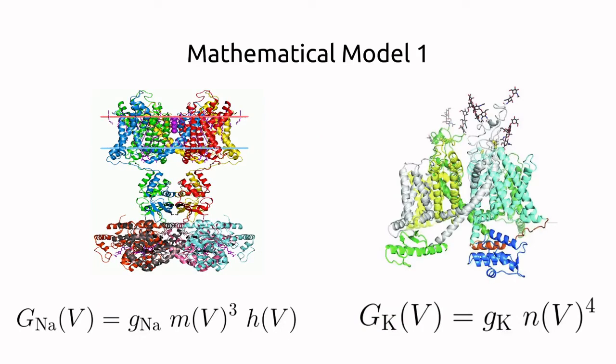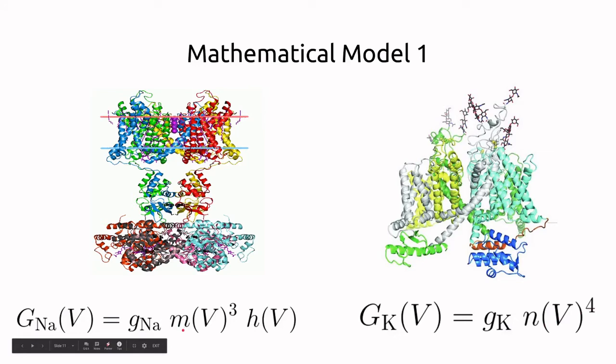Here we see 2 images of the protein structure of a sodium channel on the left and a potassium channel on the right. Also below we see the equations for the voltage-dependent conductance of these channels. With the sodium channel, the conductance is a function of 2 state variables, M and H, which are themselves functions of the membrane voltage, V, and a constant term, G Na, which acts as a sort of baseline conductance for the channel. And for the potassium channel, we see a baseline conductance, G K, and then the state variable N raised to the power of 4, which is also a function of voltage.